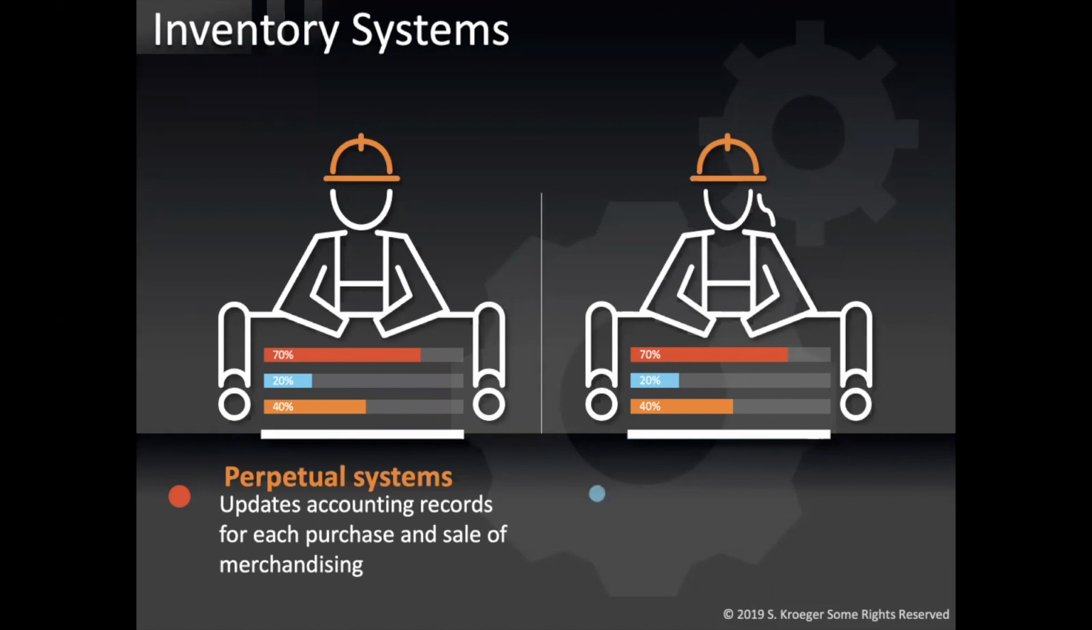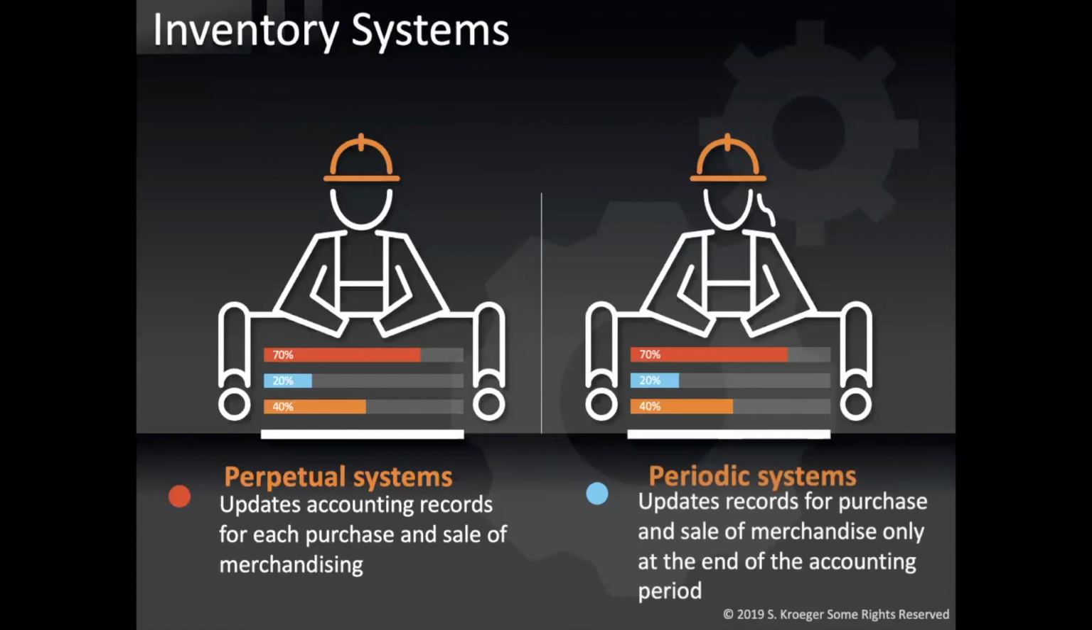The second system is the periodic inventory system. This is when accounting records for the purchase and sale of merchandise is done only at the end of the accounting period. For this chapter, we will be looking at transactions mostly under the perpetual inventory system.